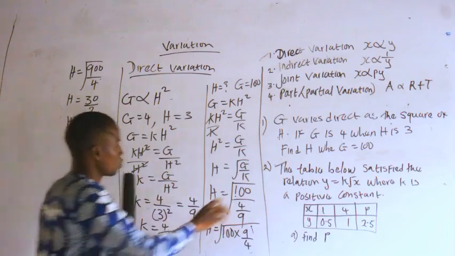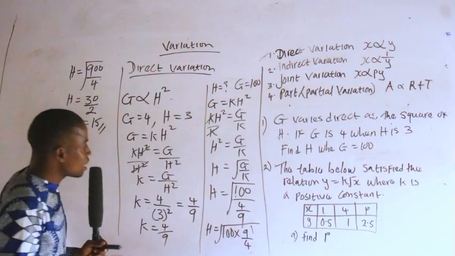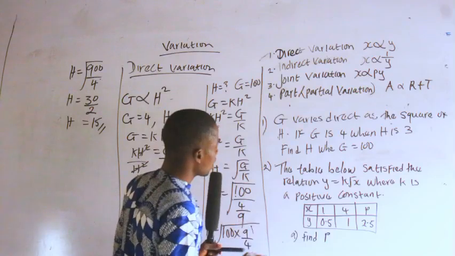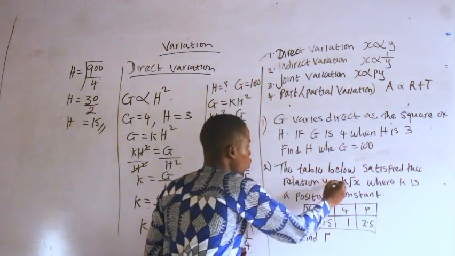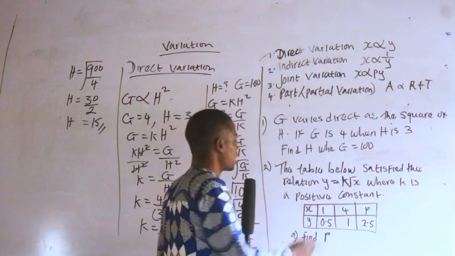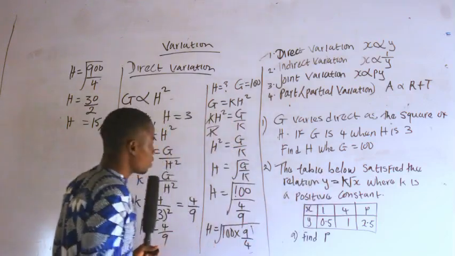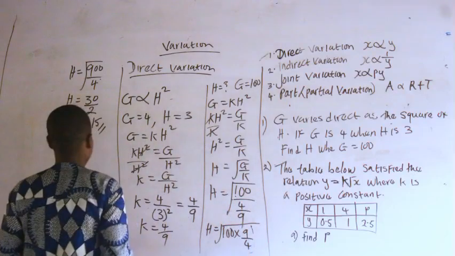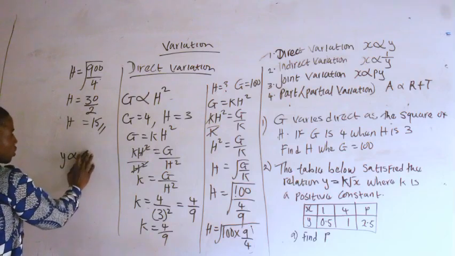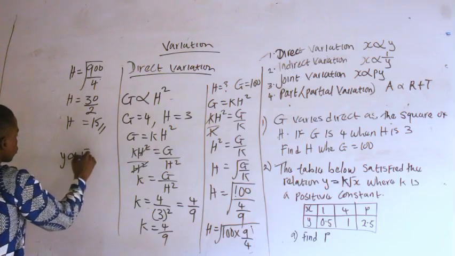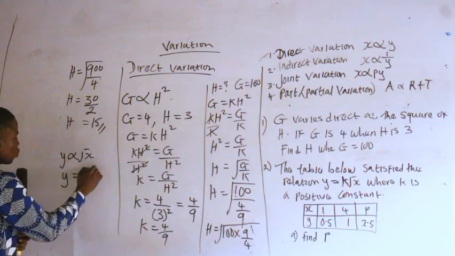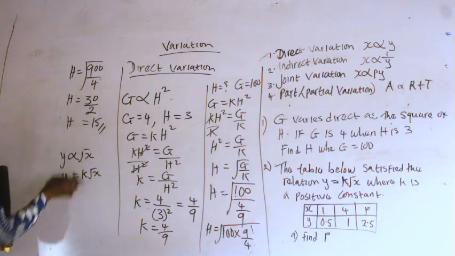Now, let us move to this one. Look at this table. The table below satisfies the relation y equals k square root x, when k is this. This one is talking about what? Direct variation, because direct variation can be y is directly proportional to root x. It's still the same thing as y equals k root x. This one is direct. They are still the same thing.